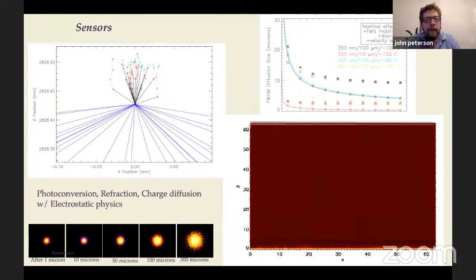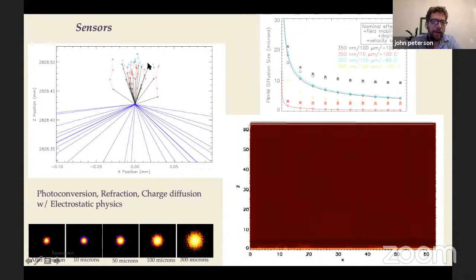Okay, so here are the sensors. You couldn't see in the movie all that well, but here you have the photons coming in, blue. Once they get into, in this case, the silicon, they refract, because silicon has a higher index of refraction, that's the black. And then at some point, they kick out a photoelectron and convert, and that's the red. And the photoelectron, we follow the drift, and that drift has to do with the electric field profile. And finally, the light blue is where they reach the readout and land in individual pixels.